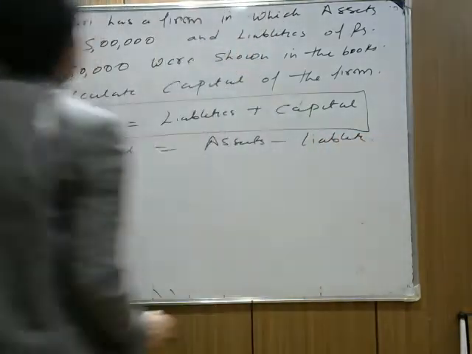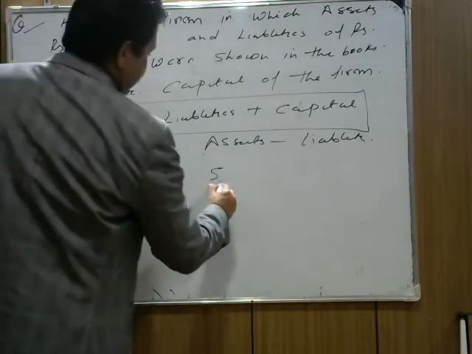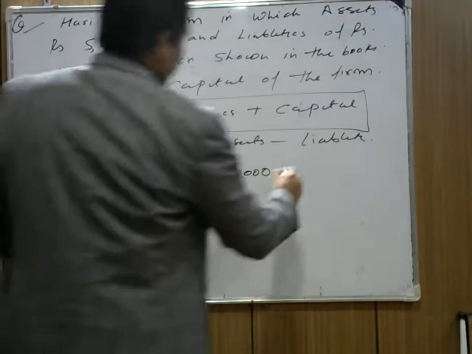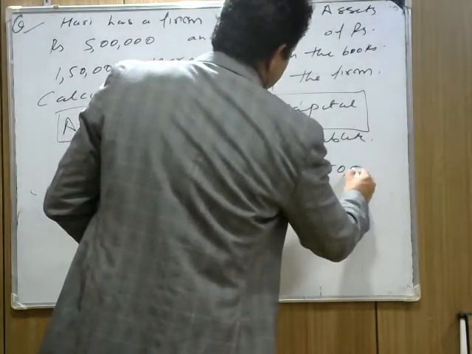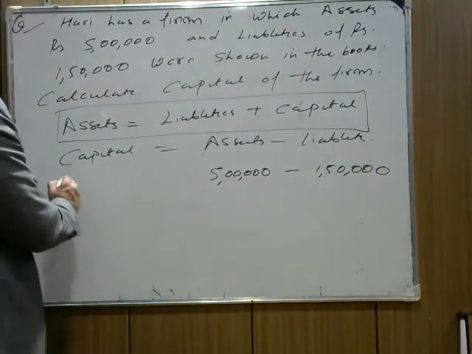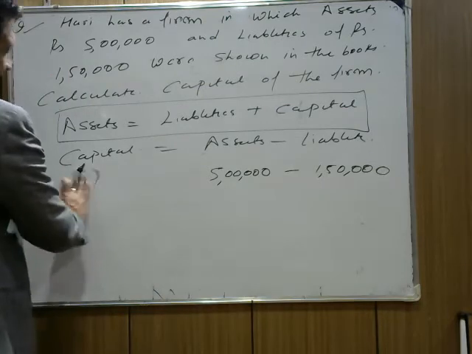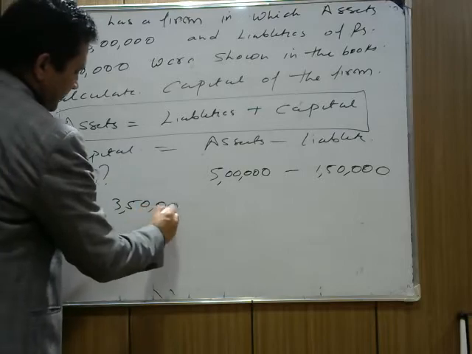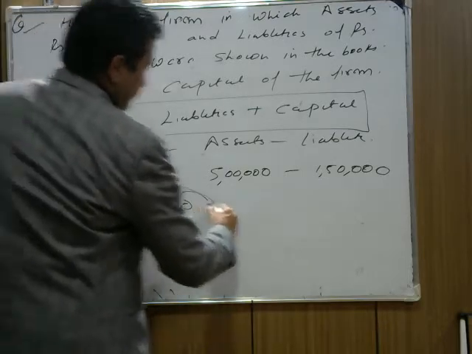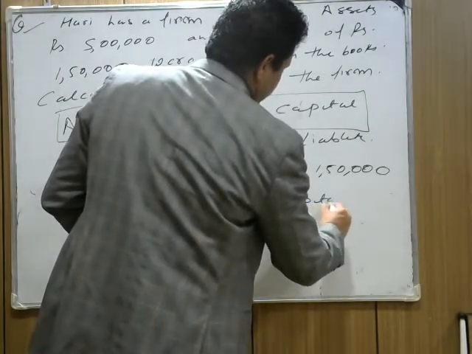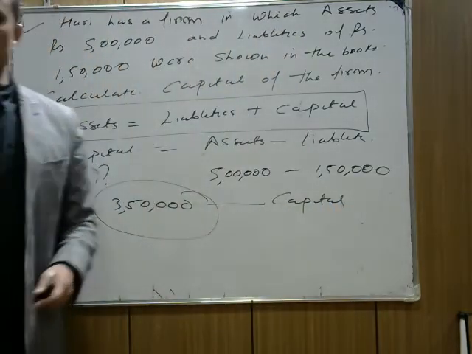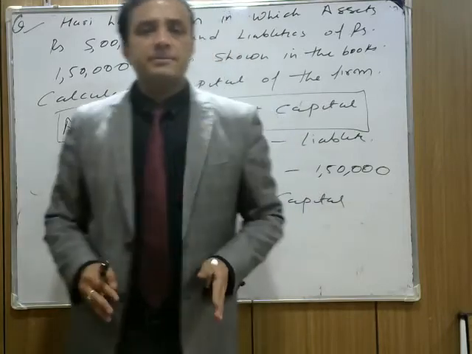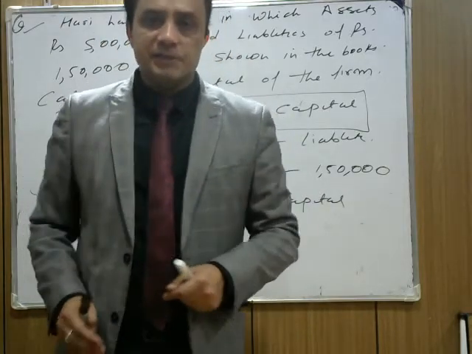So what are Hari's assets? Hari's assets are 5 lakh and his outside liability is rupees 1,50,000. It means the capital, how much is the capital? That's 3,50,000 is his capital. So is the question clear? You can find the answer to a simple question with the help of the accounting equation. So this is simple. Understand the terminology first, then you can find the answers.